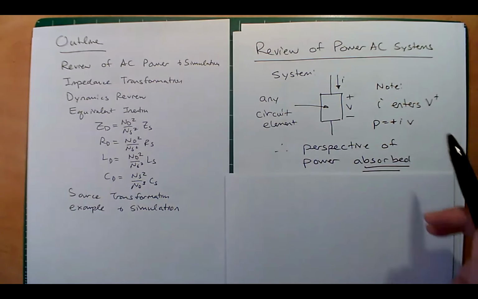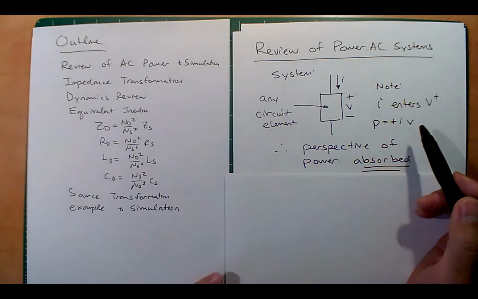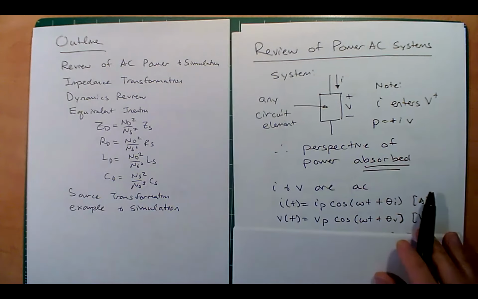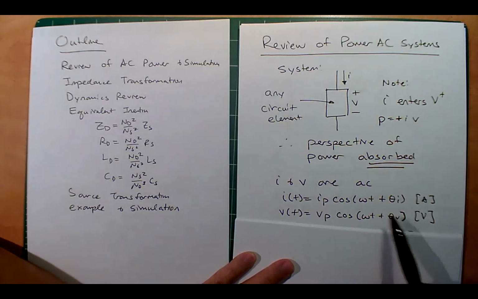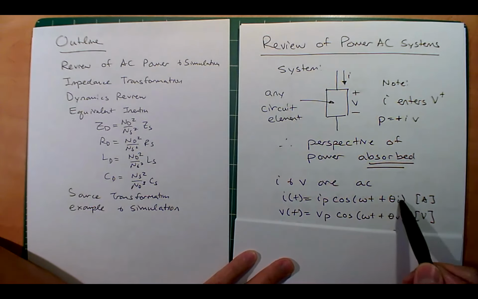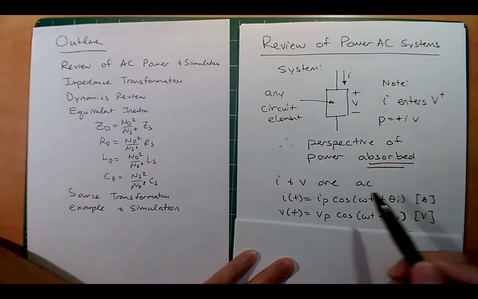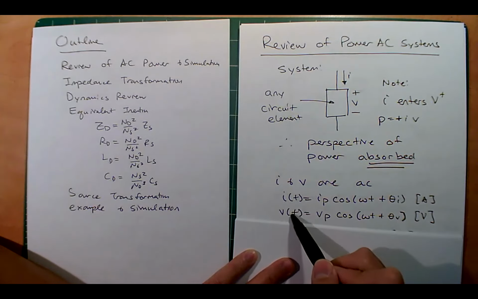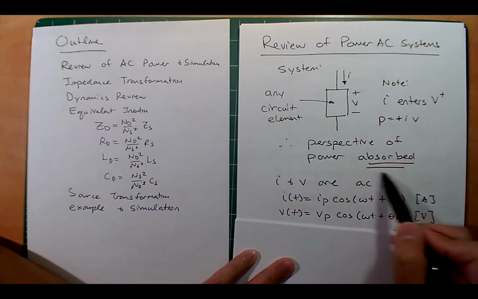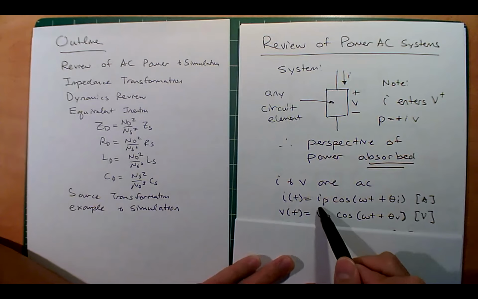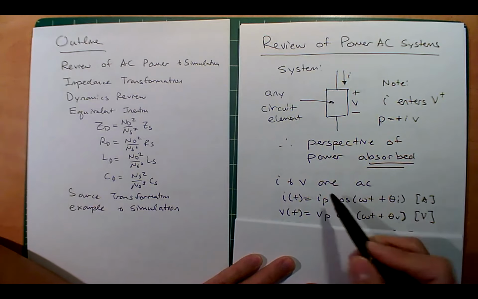All right. Now, if we're talking about AC, we have the current and voltage as these cosines, right? IP cosine of omega t plus theta I, VP cosine of omega t plus theta V, okay? And when we multiply these two things together, we get the instantaneous power, from the perspective of power absorbed. So let's review what these little terms are again.